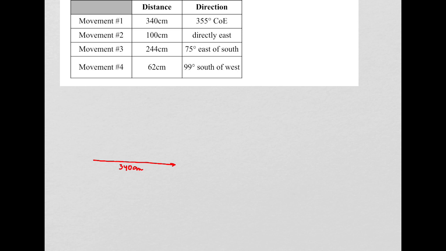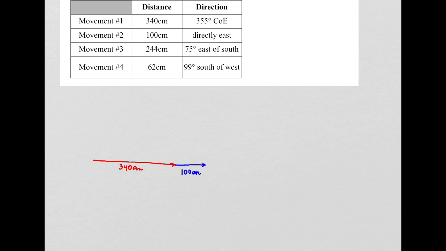Then we're going to go directly east. And it's going to test my ability to draw a perfectly straight eastern line. I'm going to try to draw it a little bit more to scale because this is about a third of that. So this is 100 centimeters directly east. This is our only horizontal vector that we have.